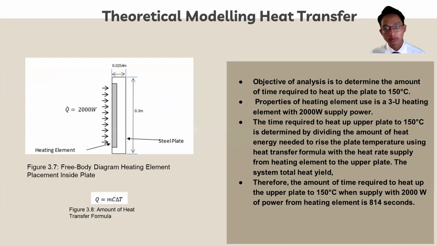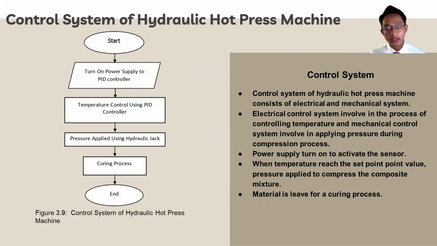The third one is the theoretical modeling of heat transfer. The objective of this analysis is to determine the amount of time required to heat up the plate to 150 degrees Celsius. The heating element is a 3U shape heating element with a supply power of 2000 watt. In figure 3.7, we can see the free body diagram of the heating element placed inside the plate. By using a heat transfer formula, we determine that the time required to heat the plate to 150 degrees Celsius is 814 seconds.